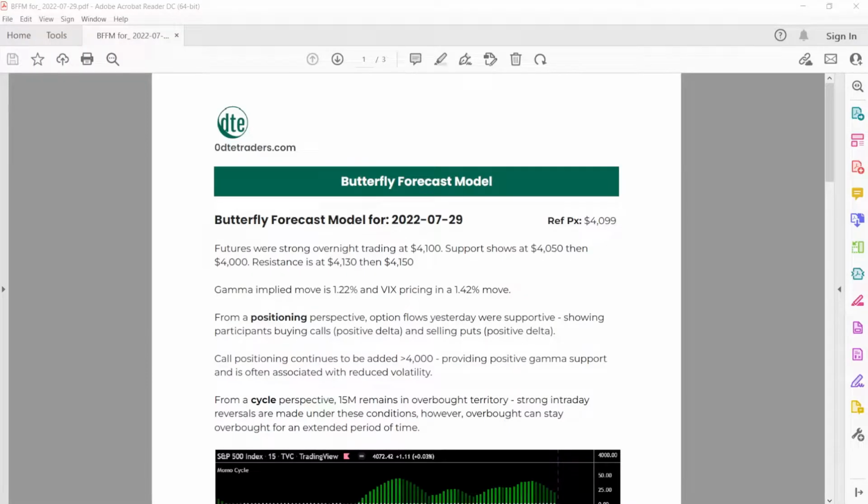Our trading community trades this strategy every day of the week, among other 0DTE strategies. And what we do at 0DTE Traders is every morning prior to the market open, we send out a forecast report to all of our members within our private Discord community, laying out potential butterfly trade ideas for the day. In addition, we provide an update feed throughout the day to help guide decision making for this particular strategy.